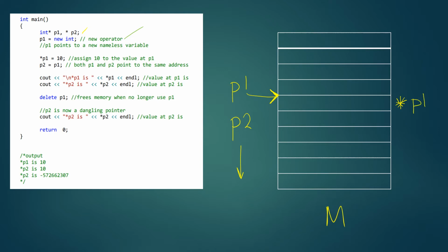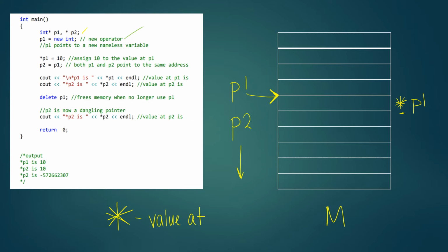So P1 points to a new nameless variable. We don't have to have an extra variable for this. We just use the new operator. Say we want to be allocated some memory that is an integer, and we can then use the dereferencing operator to get to the value at. So remember that this means declaration of a pointer. It also means value at.